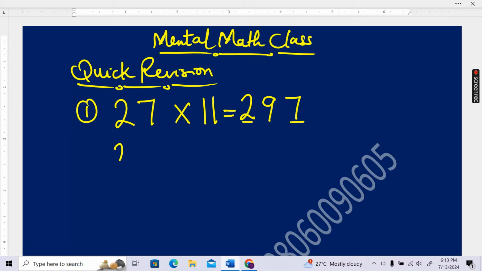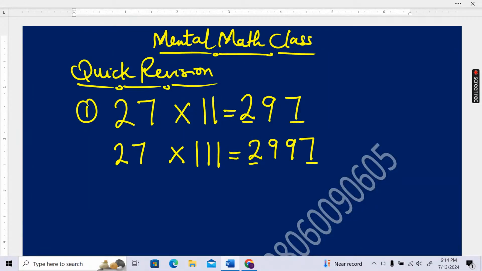Now, let's look at multiplying 27 by 111. We did this last time. We're going to use the same method, but this time we'll be writing down the digits twice. Write down the first and the last digits with a space in between. Then add the two digits together. We have 9. Write 9 twice. So 27 times 111 is equal to 2,997.